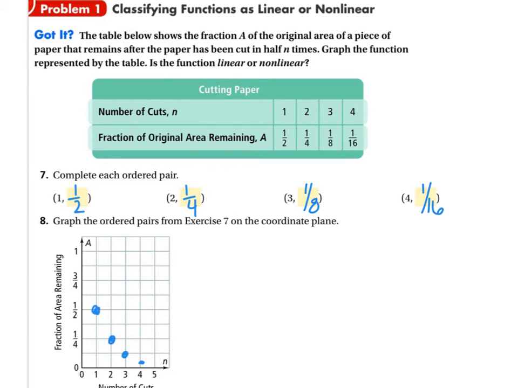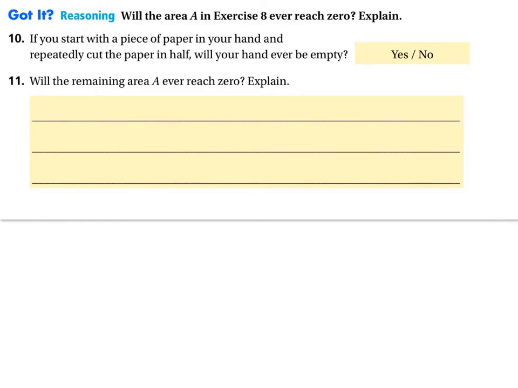Let's see how you did. Check your ordered pairs. If you have any questions, make sure you ask me tomorrow. And here you see a graph, and your graph goes like this. So what does that tell us? Interesting questions here for you to think about.